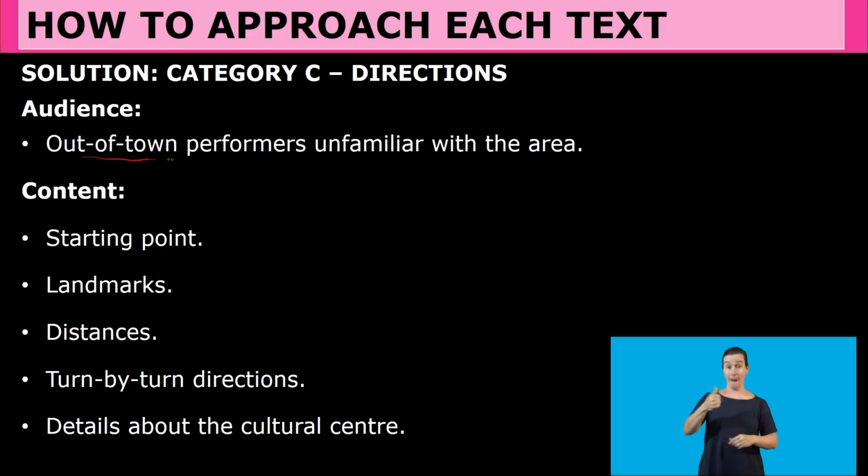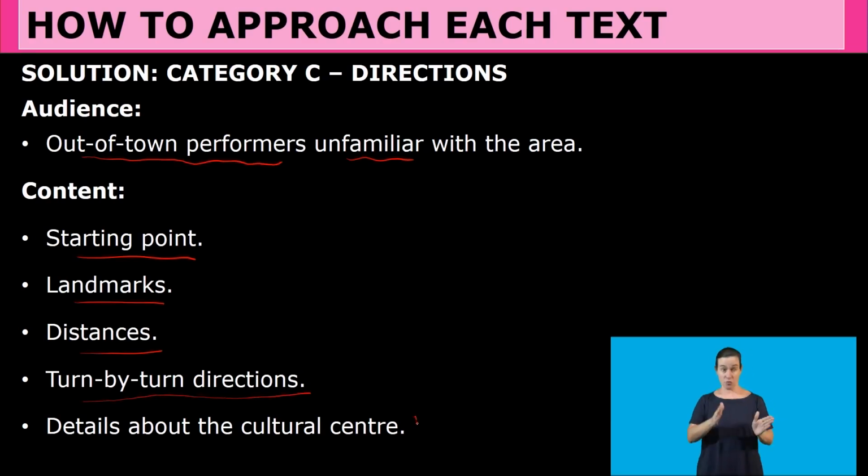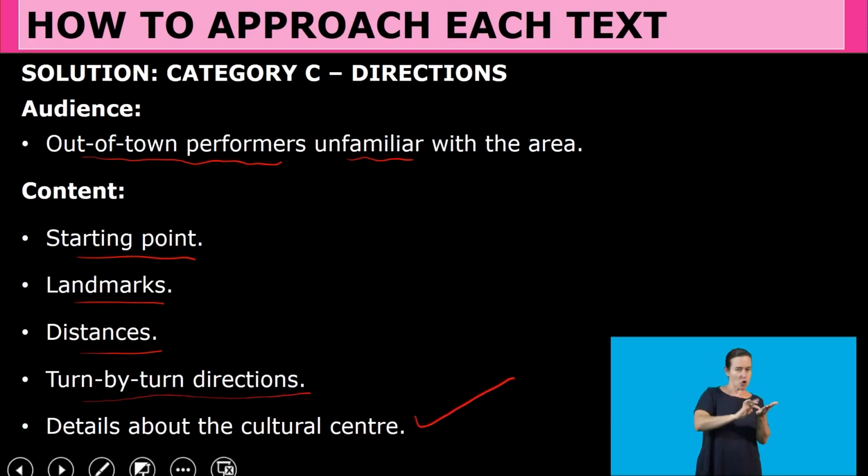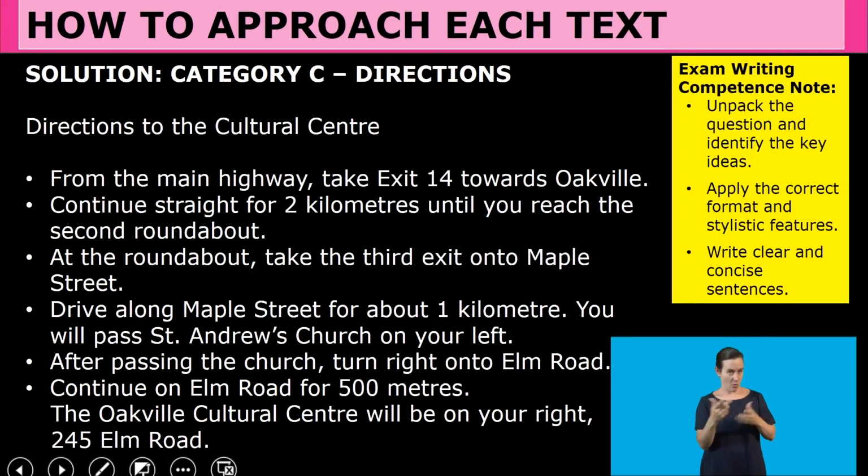The audience for this task would be out-of-town performers who are unfamiliar with the area. Content must include a starting point, landmarks, distances, turn-by-turn directions, and details about the cultural center. Let's take a look at an example. You would add a title: directions to the cultural center.